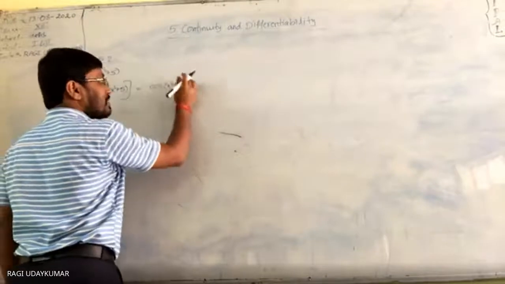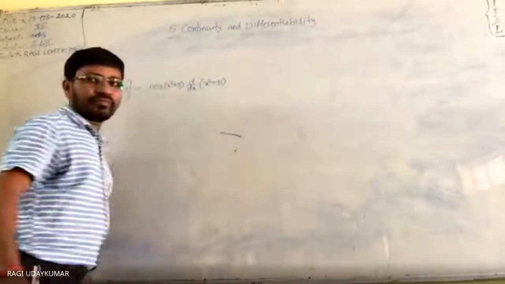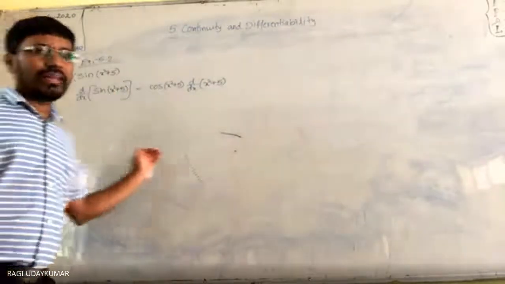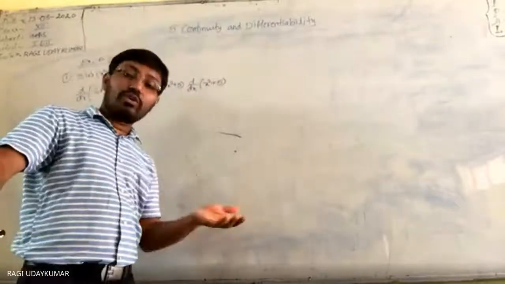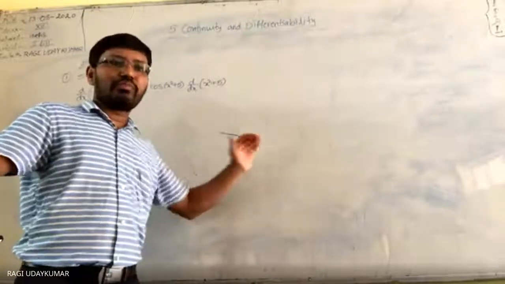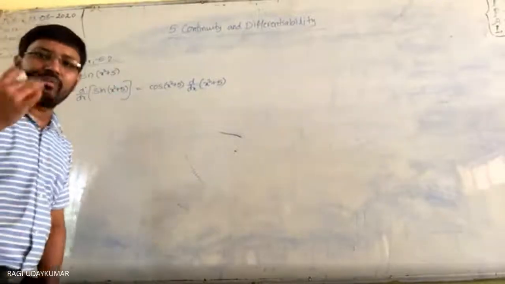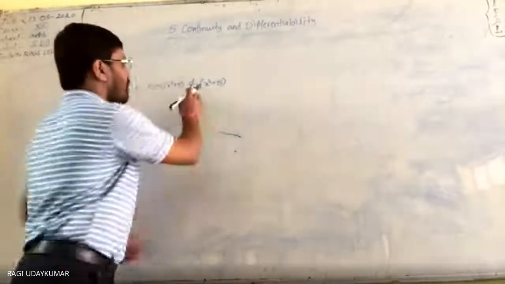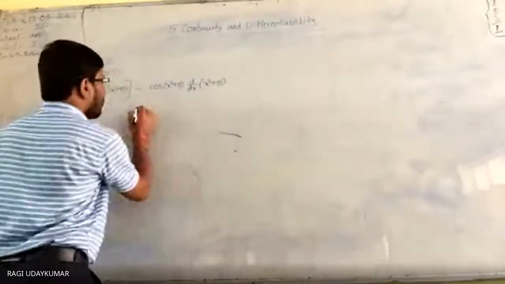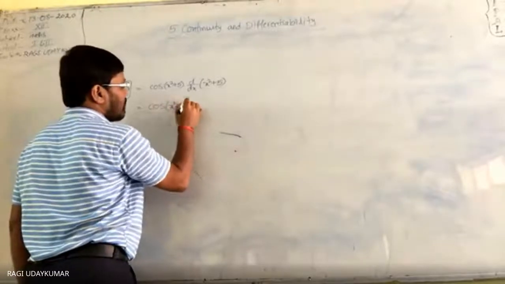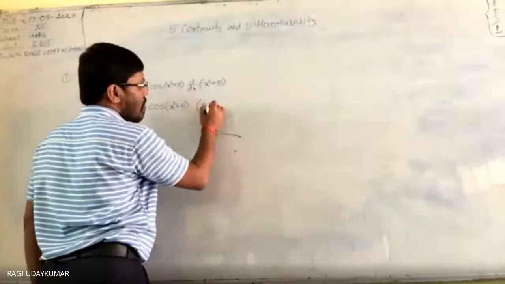But this is not x, so again you need to differentiate this one with respect to x. Till what point do we need to go? I will explain after explaining one more problem, the fourth problem. Until you get a constant, you should go on differentiating that function. So now what you get here is cos of x square plus 5 into d by dx of x square plus 5. So d by dx of x square plus 5 is 2x.